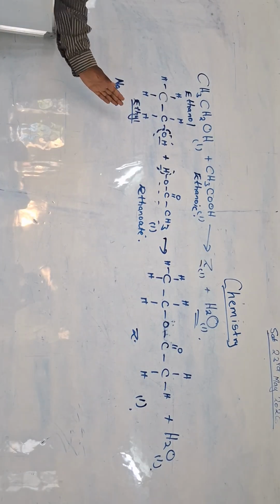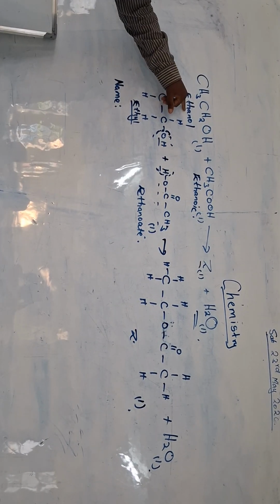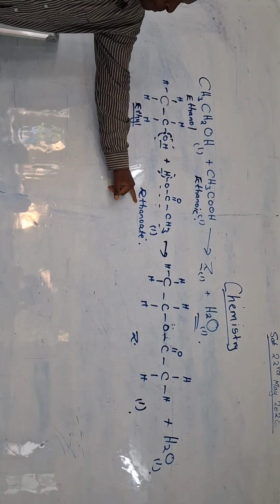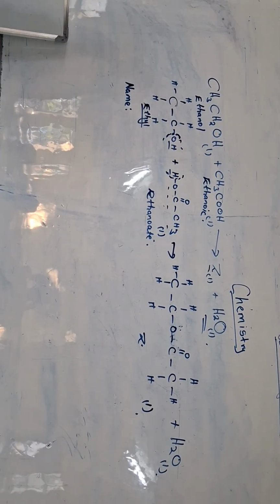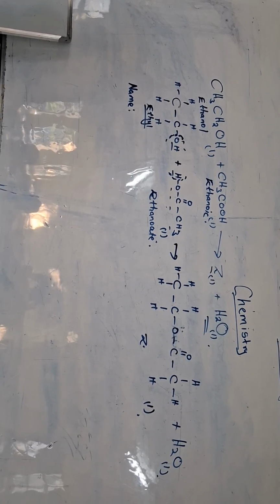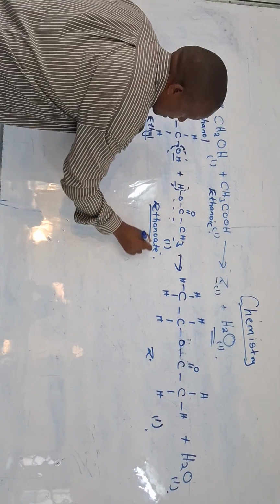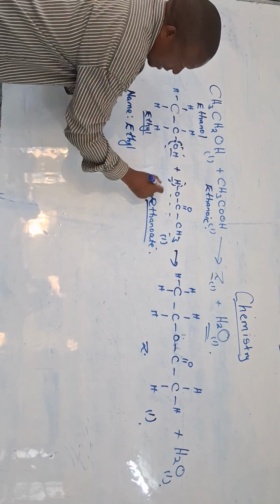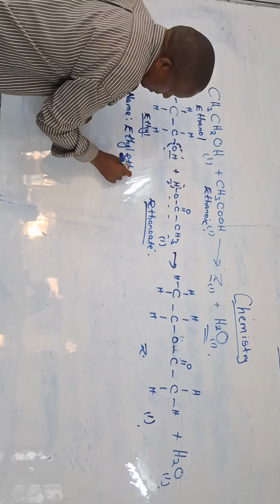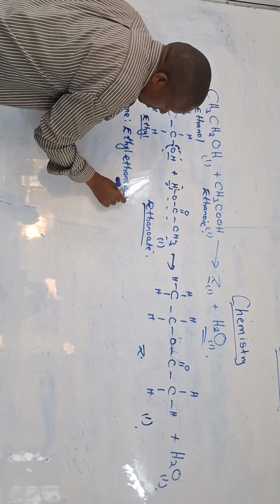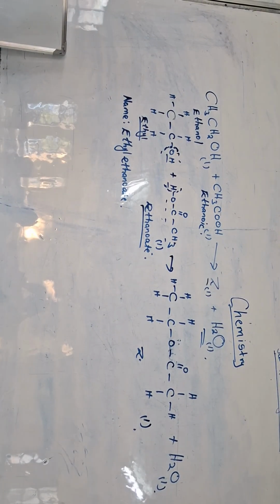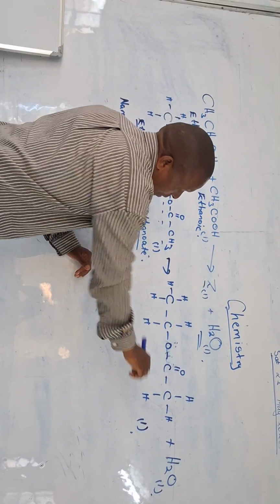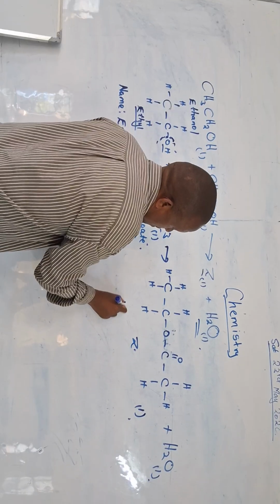So the alkyl part will come from the alcohol. That's like ethyl came from ethanol. The alkanoic part comes from the alkanoic acid, which is ethanoic acid. So the name will be ethyl and then ethanoate. So then the product Z is ethyl ethanoate. If we look at this other product here, this is our product now, which is ethyl ethanoate.